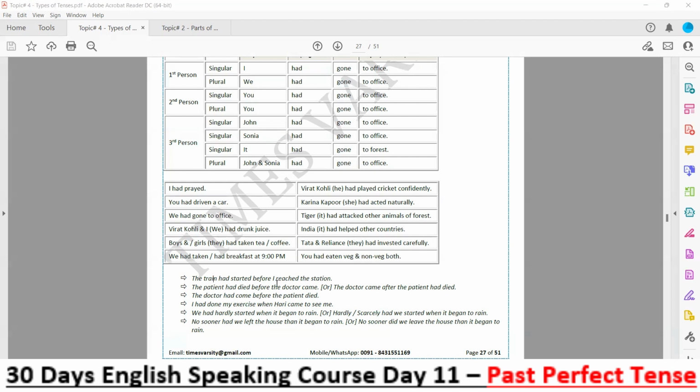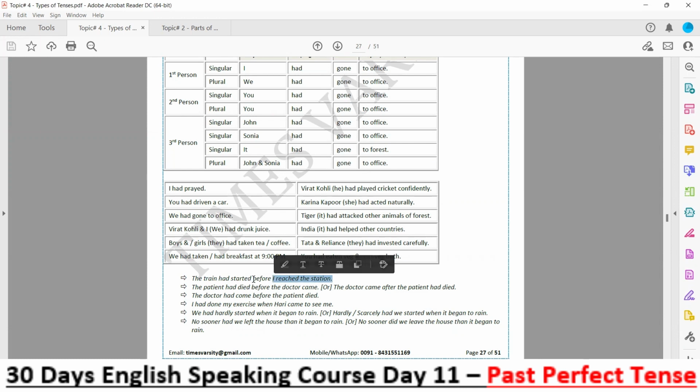Right. So in this one, can you please separate out past perfect and past indefinite? Past perfect. Perfect. So this is the past perfect tense, right? The train had started. Before I reached, so I reached the station. This is past indefinite.